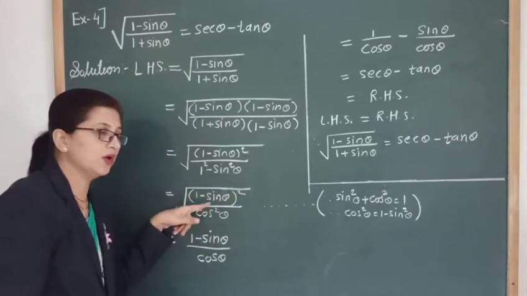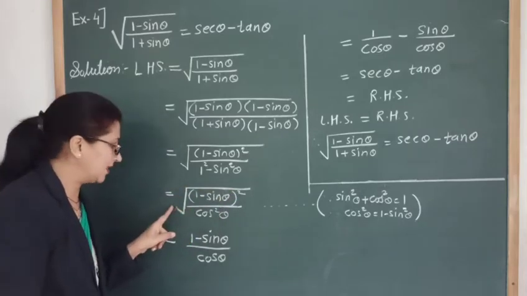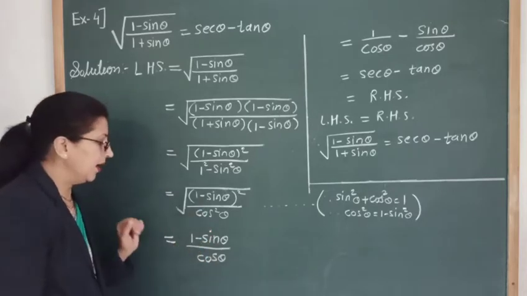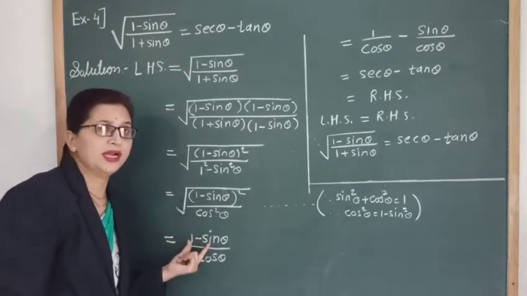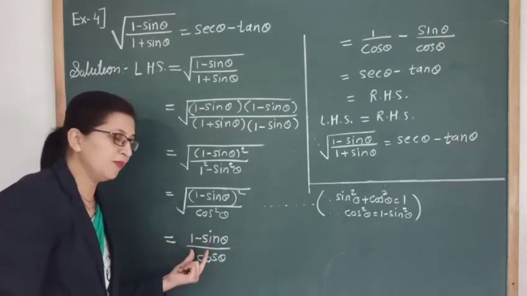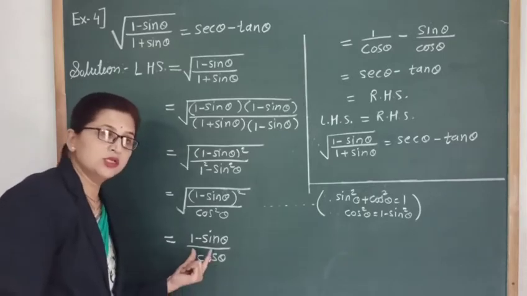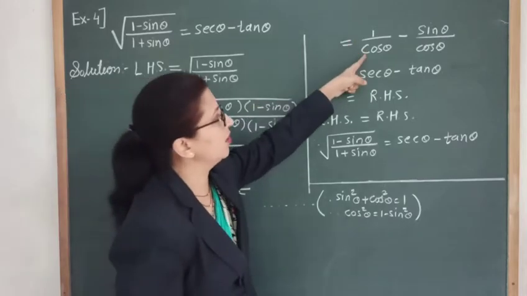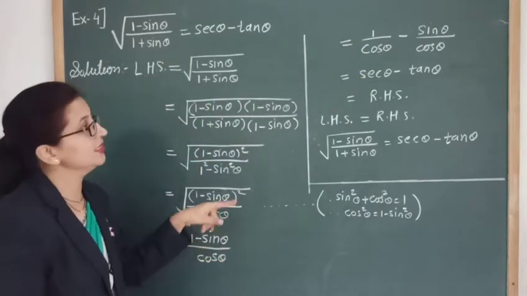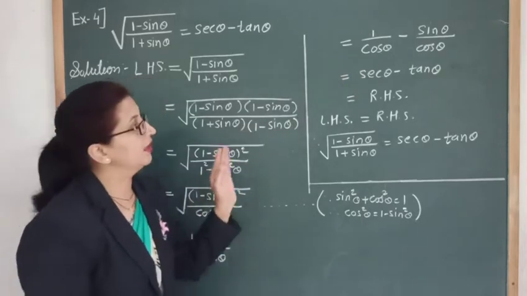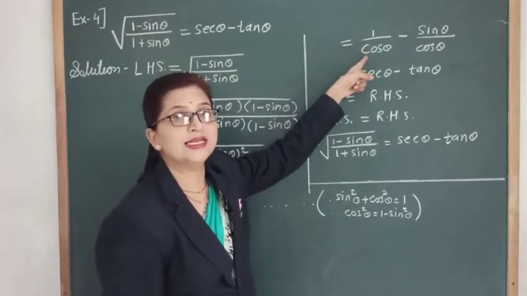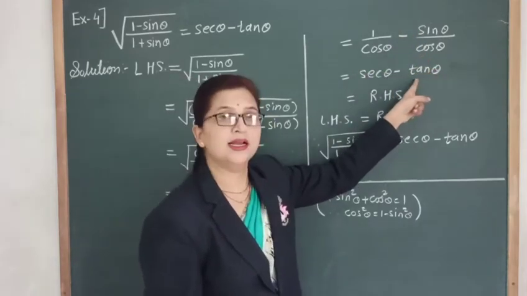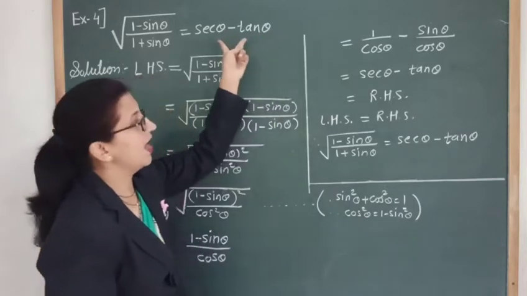Both have square, so this root sign will get cancelled and we'll get 1 minus sine theta upon cos theta. Okay, now here in the numerator there is a binomial, and both have the common denominator. So let's separate this denominator. That is 1 upon cos theta minus sine theta upon cos theta. Now here we know that 1 upon cos theta is sec theta, minus sine theta upon cos theta, that is nothing but tan theta, and that only is the RHS.